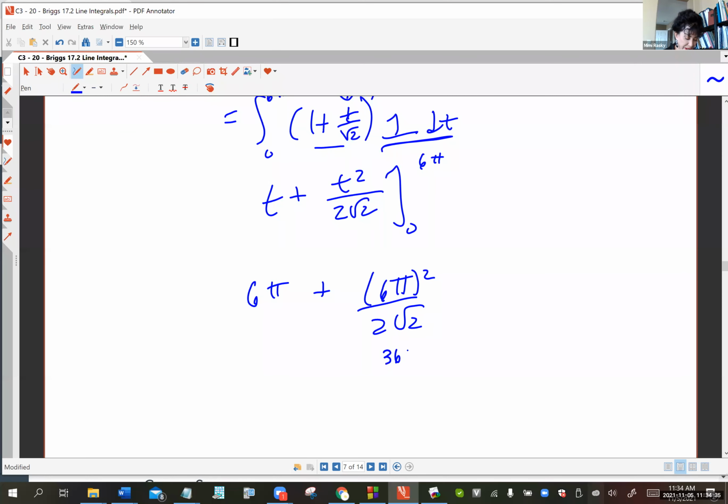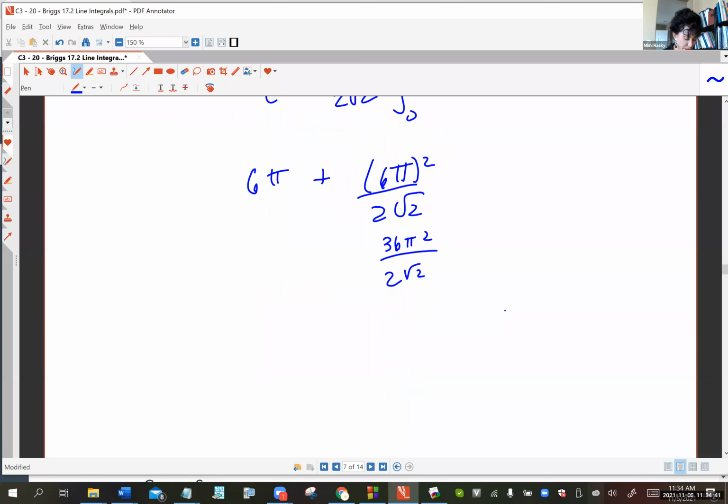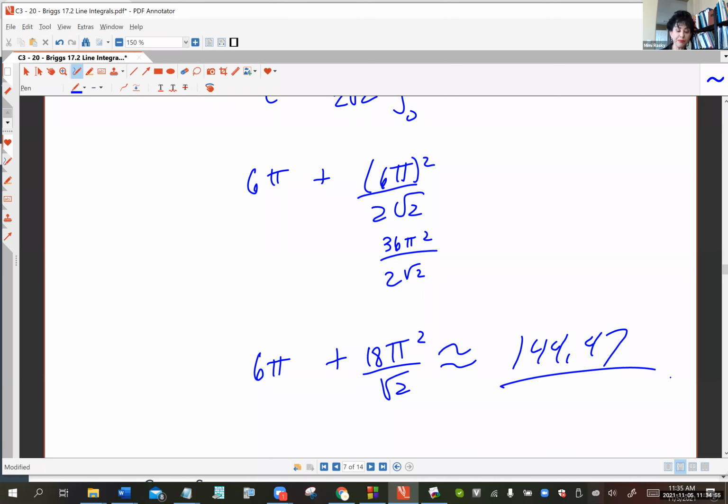So this term here, if you do the math, I get 18 over square root of 2. I don't usually rationalize my denominators. So if you want to, you can, but I'm done. Okay, this is approximately 144.47. Okay, any questions on that one? Is everybody okay?